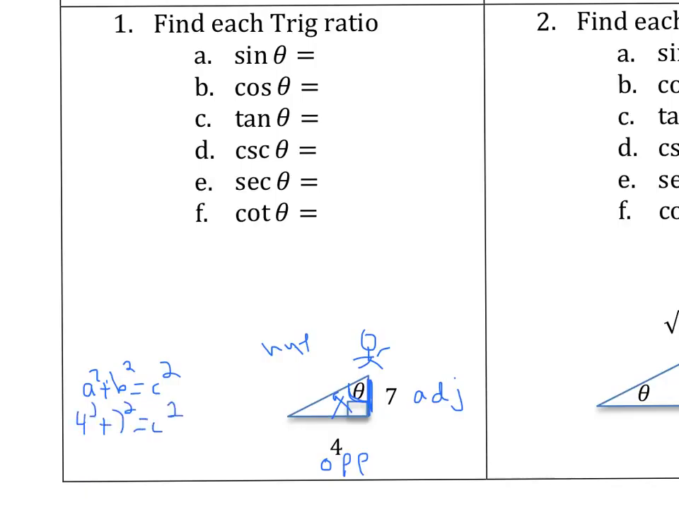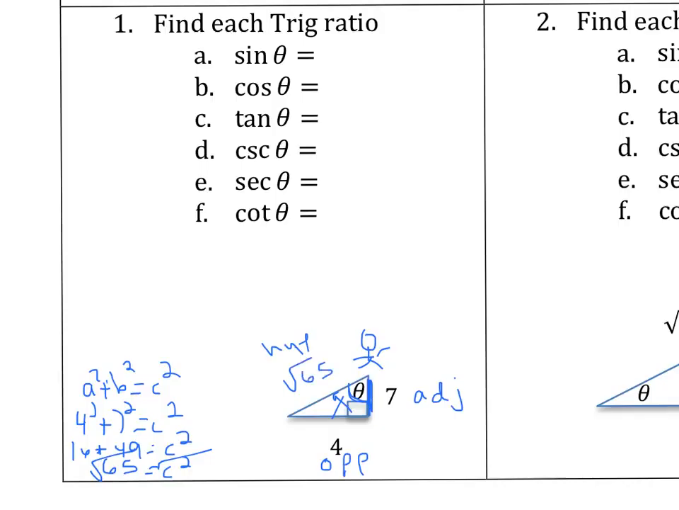squared. And we have 16 plus 49 equals c squared. And 16 and 49 is 65. We're not done because we have the squared, so we have to square root both sides. So the hypotenuse ends up being square root of 65.